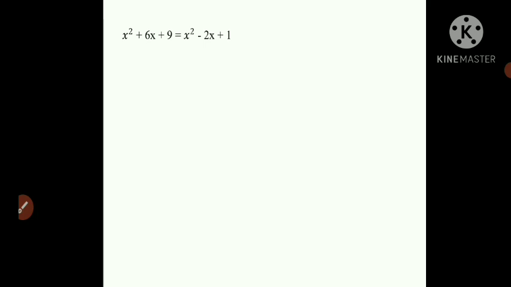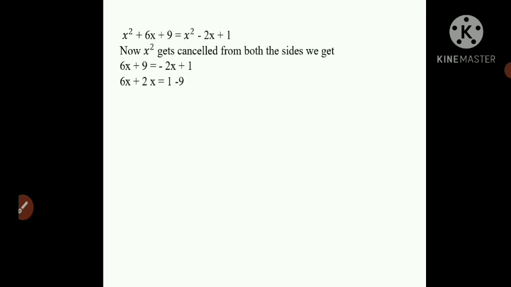Now again we have on the left hand side and right hand side x square, so we'll cancel that x square. So what is left, 6x plus 9 equal to minus 2x plus 1. Now we'll take the like terms, 6x, and from the right hand side we'll bring 2x to the left hand side. So see, minus becomes plus, so 6x plus 2x equal to 1. From the left we'll shift 9 to the right hand side, plus 9 becomes minus 9. So 6 plus 2 is 8, x is equal to 1 minus 9, which is minus 8. So 8x equal to minus 8. Now when you divide you get the value of x as minus 1.